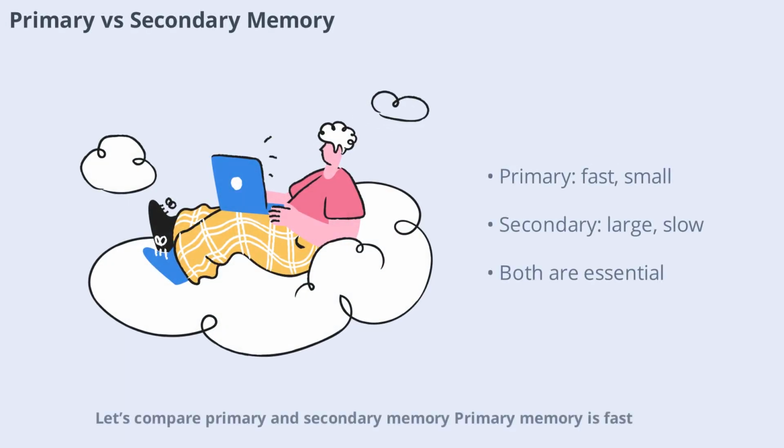Let's compare primary and secondary memory. Primary memory is fast, directly connected to the CPU and used for active tasks. Secondary memory is slower but offers much more storage space for files and programs. Both are essential for a computer to function properly, each serving a unique purpose in the system.